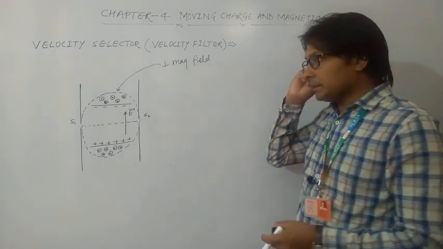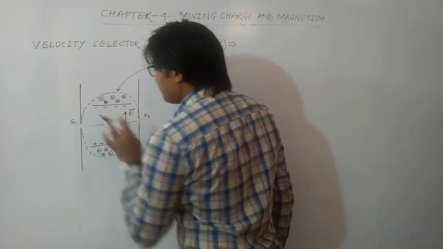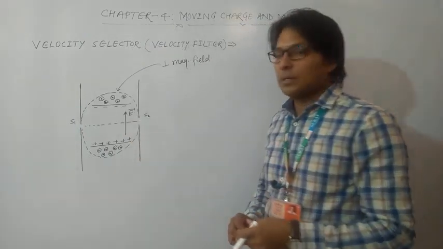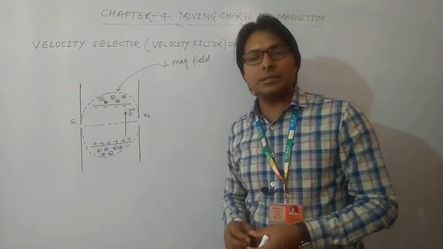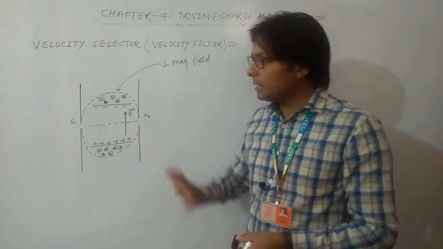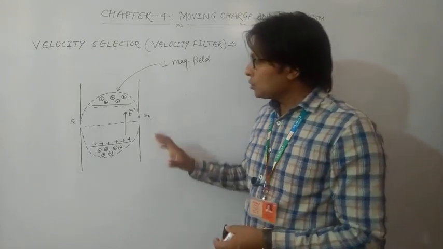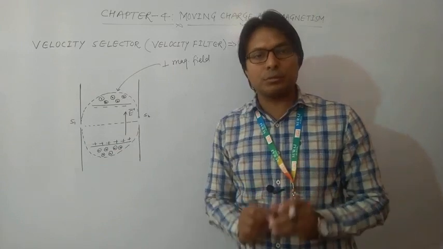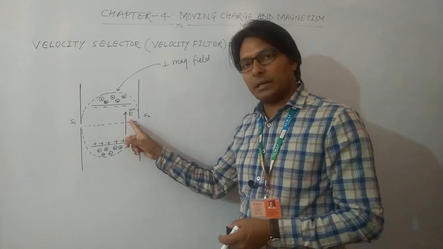Now, multiple beams of charged particles enter through the S1 slit, and these beams entering from the S1 slit will definitely experience magnetic force as well as electric force, because both electric field and magnetic field are present here. If the charged particles are, suppose, positive charged particles, then the direction of electric force will be in the direction of electric field.